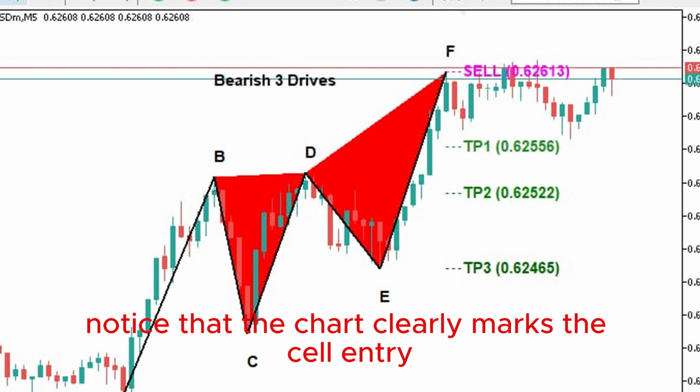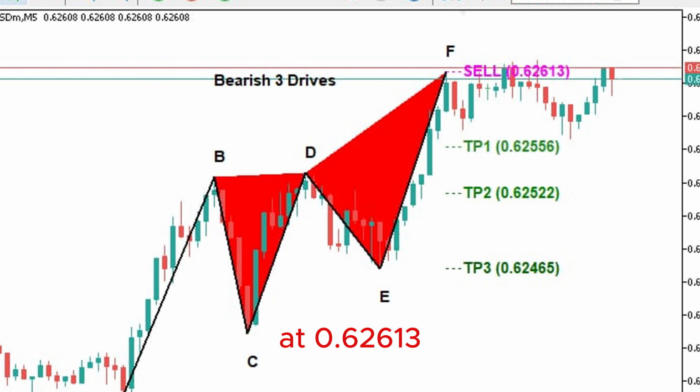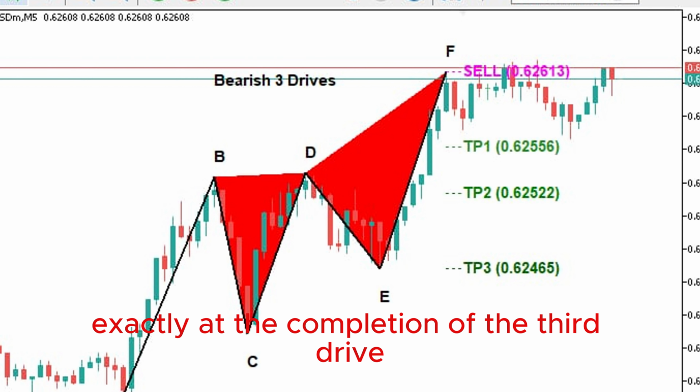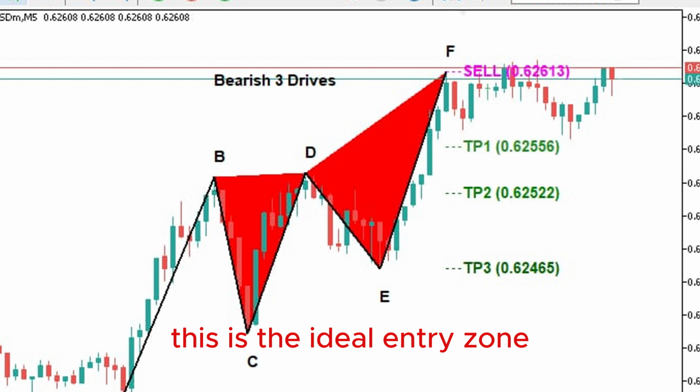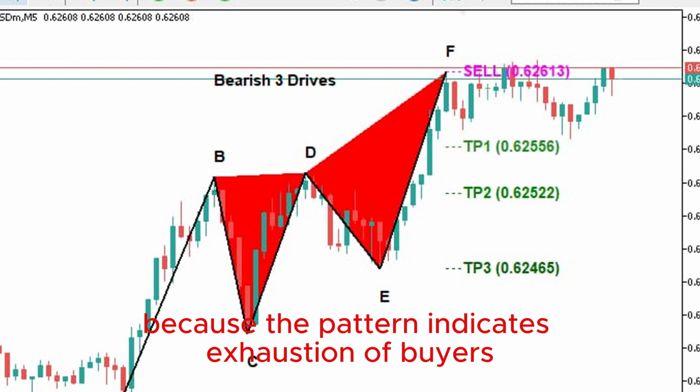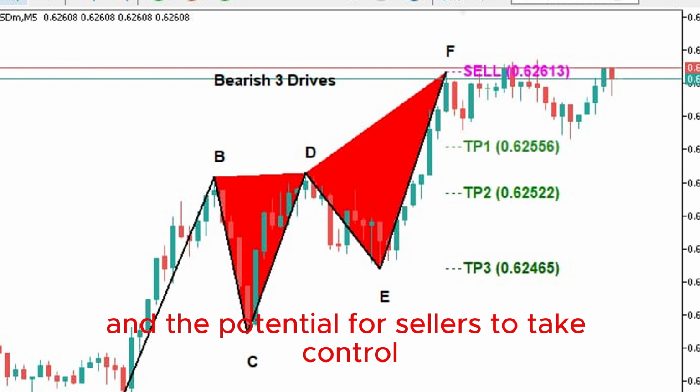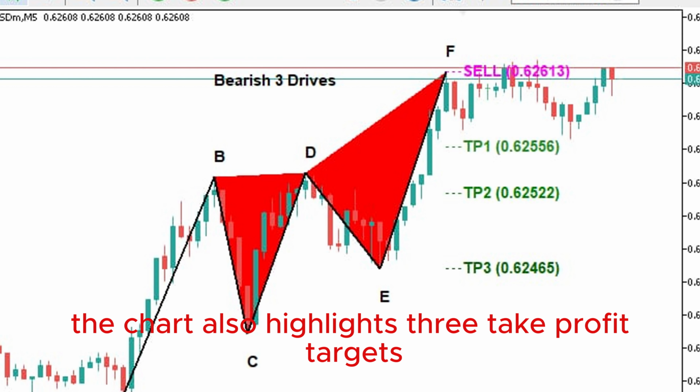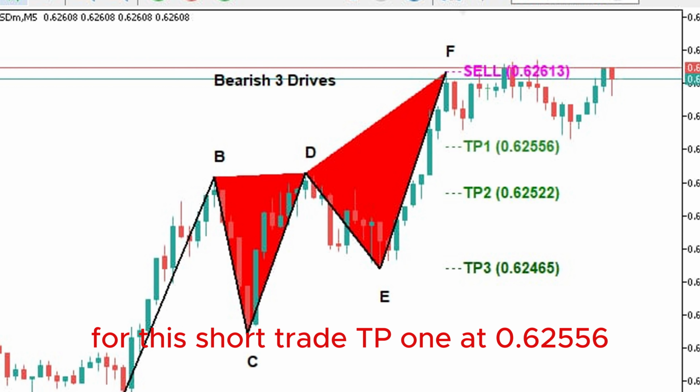Notice that the chart clearly marks the sell entry at 0.62613, exactly at the completion of the third drive. This is the ideal entry zone because the pattern indicates exhaustion of buyers and the potential for sellers to take control. The chart also highlights 3 take-profit targets for this short trade.